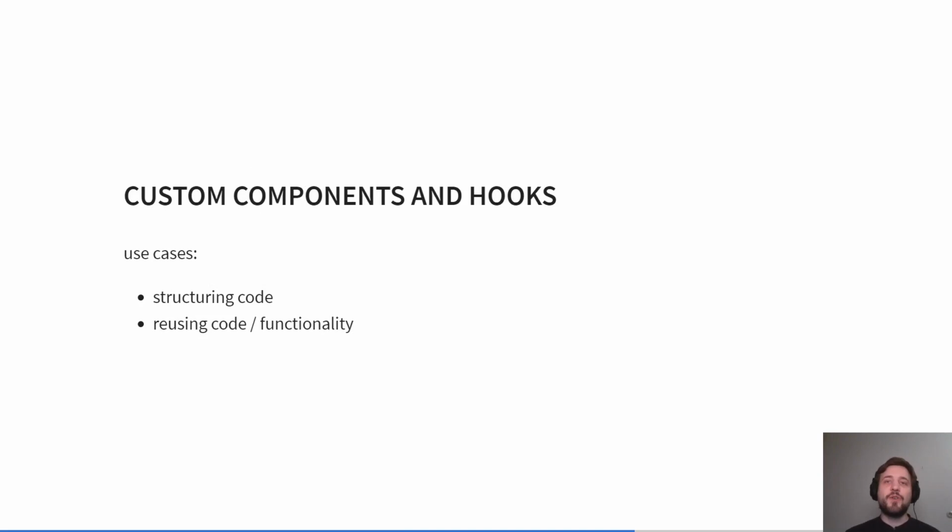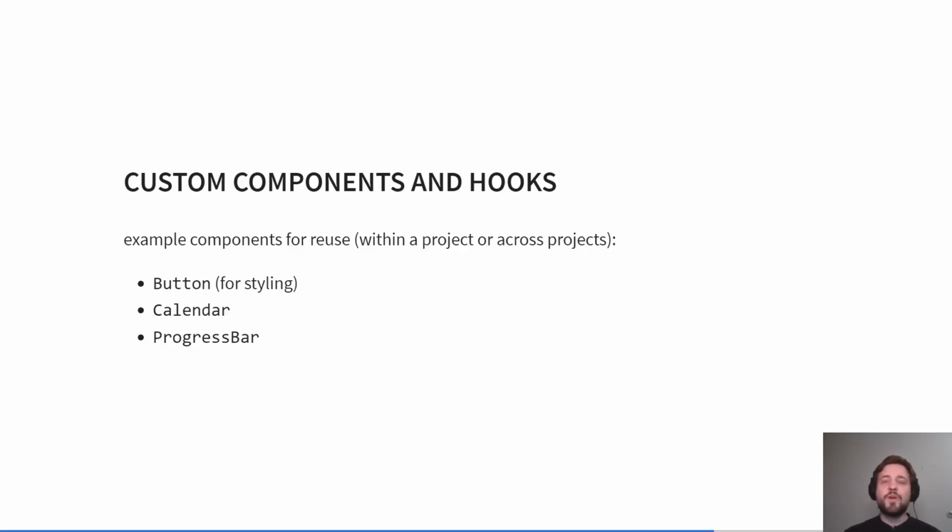We can define our own components and hooks, which can serve two main purposes: structuring code and reusing code. Some example components for reuse would be a button component, a calendar component, or a progress bar component. Examples of components for structuring code could be to-do app, to-do list, and to-do item components inside a to-do list application.